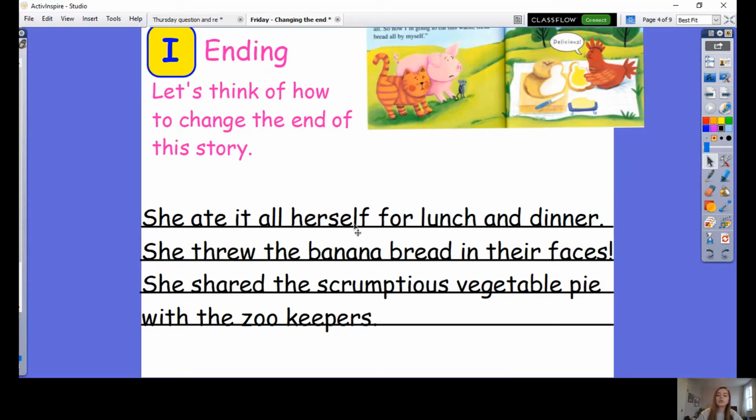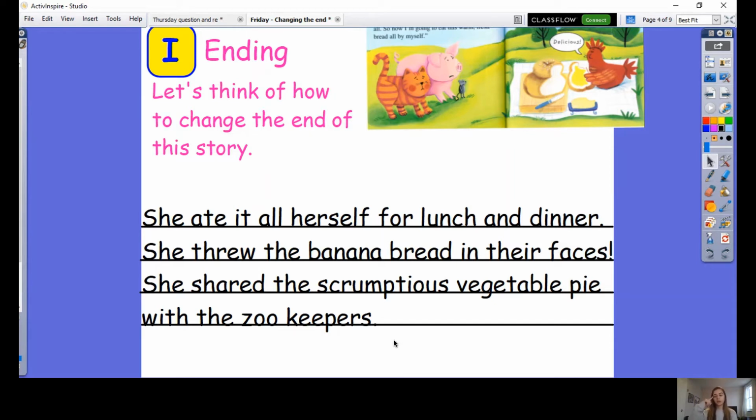Maybe she could eat it all herself for lunch and dinner. Maybe she's going to eat all that scrumptious chocolate cake for lunch and dinner for dessert. Maybe she threw the banana bread in their faces. Maybe she's so angry that she throws, or he throws, the food in their faces. Maybe she shared the scrumptious vegetable pie with the zookeepers, or maybe with the people that live in the house at the garden, or maybe she shares it with the people who work in the circus. It's completely up to you.